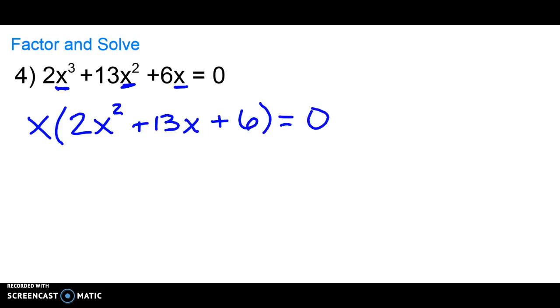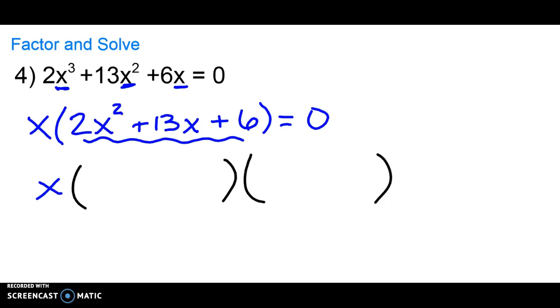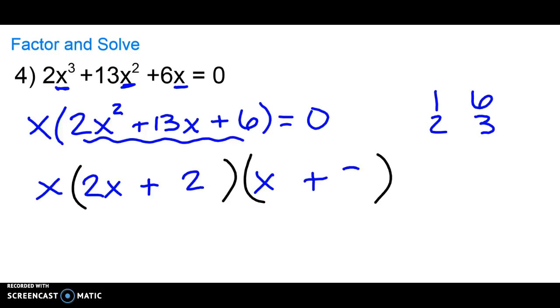Now I have to actually factor this middle trinomial. So the x is going to stay in front. I'm going to make my 2 parentheses, and I'm going to guess and check. The only way to get 2x squared is to do 2x times 1x. To get 6, there's a couple different options. I can try 1 and 6, or I can try 2 and 3. So let's try 2 and 3. So everything's positive, which means everything's going to be positive here. I'm going to put the 2 here and the 3 here, and I'm going to check my loops.